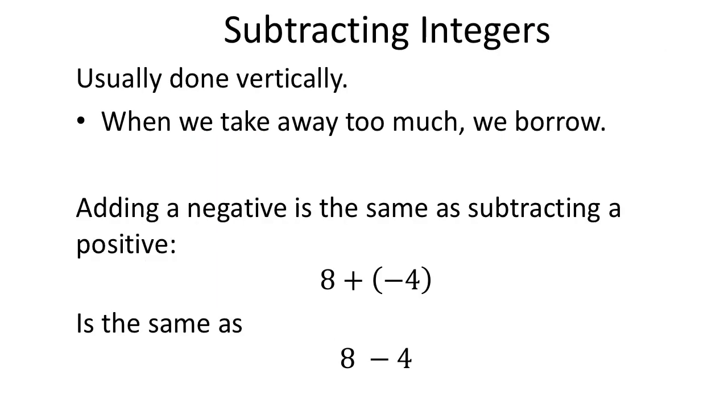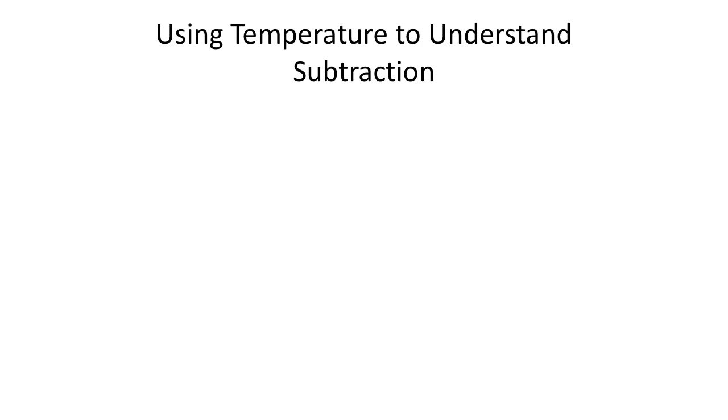So when we subtract integers, usually we do it vertically. And yeah, when we take away too much, we borrow. And sometimes we need to borrow. But adding a negative is the same thing as subtracting a positive. So in this example, 8 plus negative 4, you could have written it as what we have here at the bottom, 8 minus 4. Because that's 8 minus this positive 4. Of course, again, you could show it as 8 plus negative 4. Again, it depends on the purpose or what you are trying to get out of it. If you need to manipulate it in such a way that this one's easier for you to do, then do it, okay?